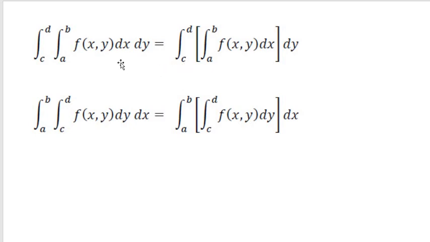Since we are considering a rectangular shaped region, here the order of integration is immaterial. That is, we can integrate first with respect to y and then with respect to x. So the integral from a to b, integral from c to d of f of x y dy dx gives the same result.